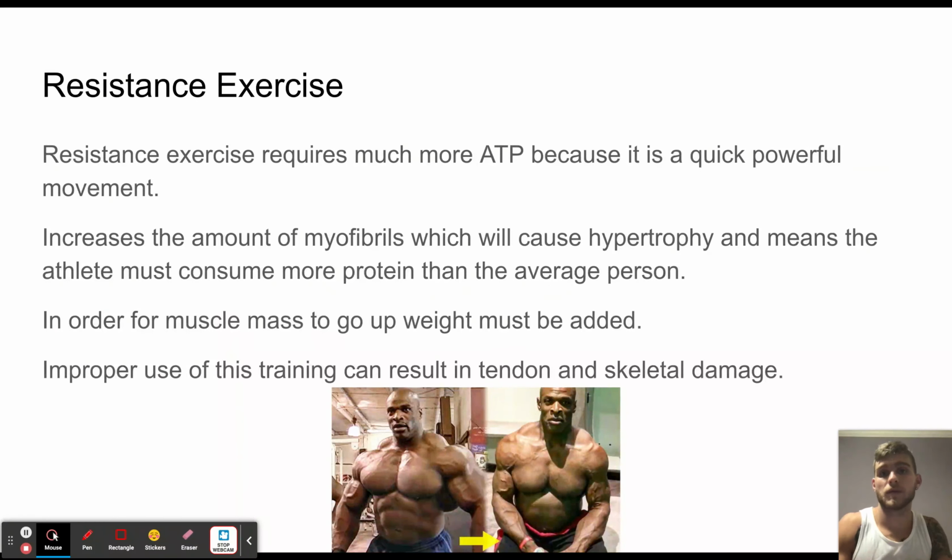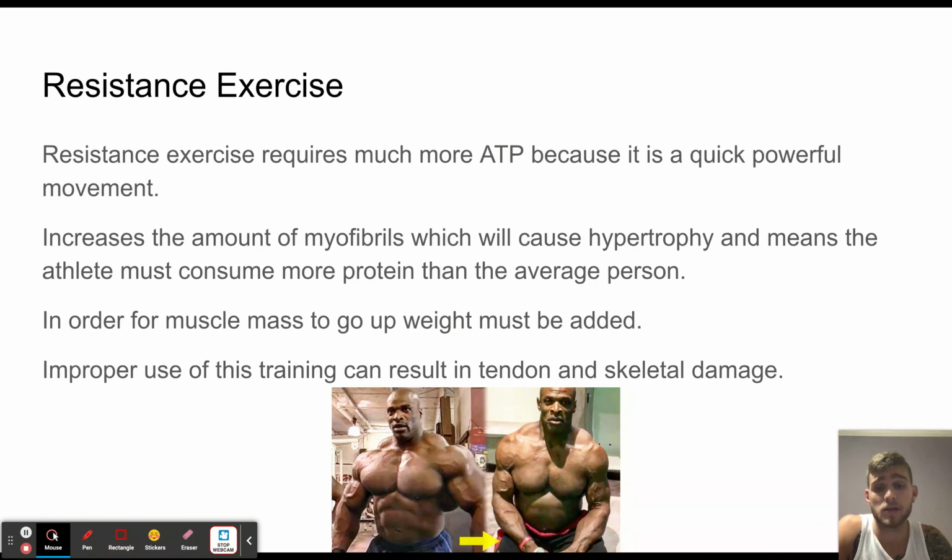The other one I talked about, resistance exercise. You'll see here, this is a perfect example, Ronnie Coleman, a huge bodybuilder. This type of exercise requires more ATP, but it's just a quick, powerful movement. Like a clean and jerk or a squat or a bench, just quick, powerful movements. This type of exercise increases the amount of myofibrils, which causes hypertrophy. So it causes those muscles to grow. They have no choice but to get bigger.